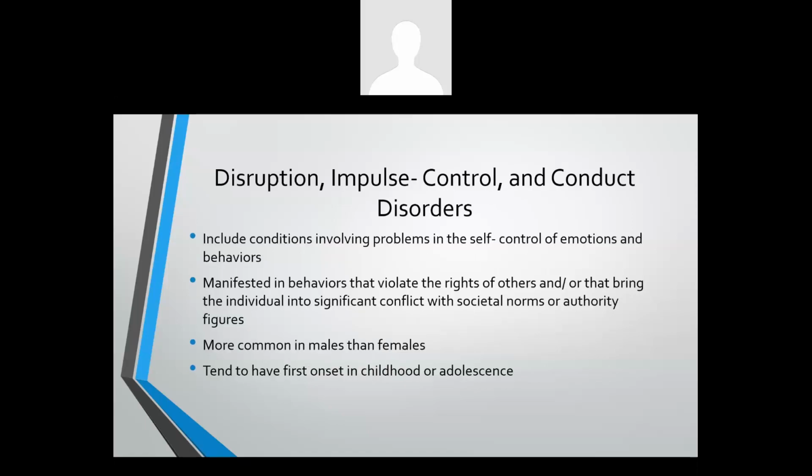Okay, our second category for today is the disruption, impulse control, and conduct disorders. And this will include conditions involving problems in the self-control of emotions and behaviors. Typically in this, we're going to see it come out in behaviors that violate the rights of other people and or that bring the individual into significant conflict with the societal norms or authority figures. This does tend to be more common in males than females, and it tends to have a first onset in childhood or adolescence.